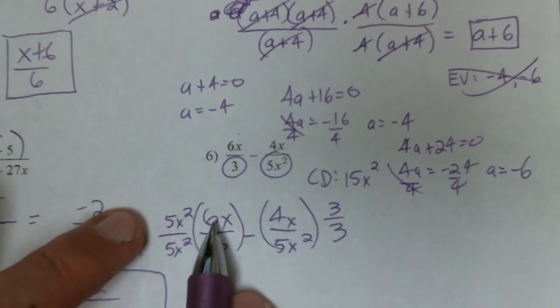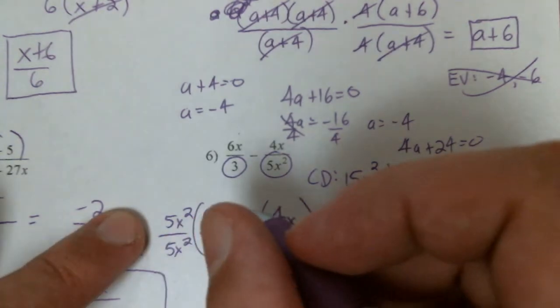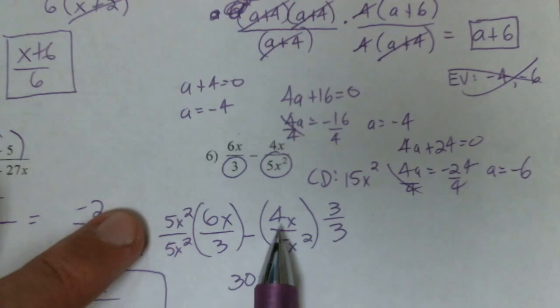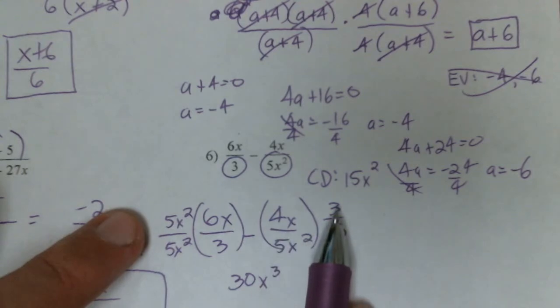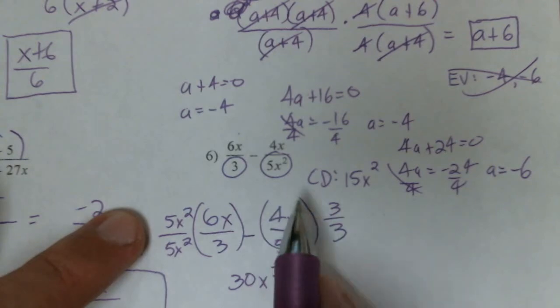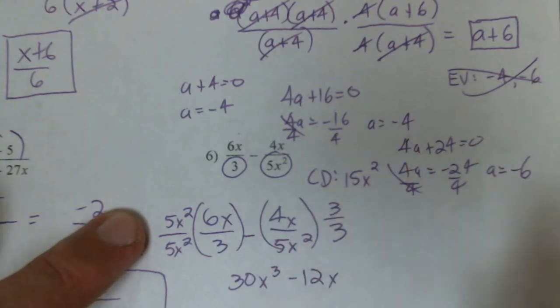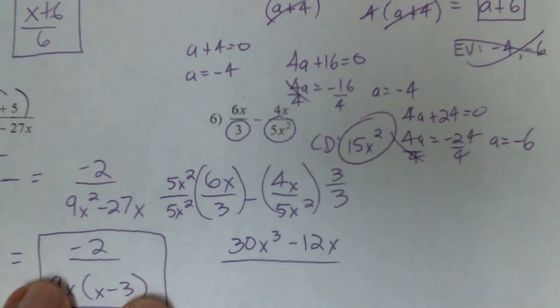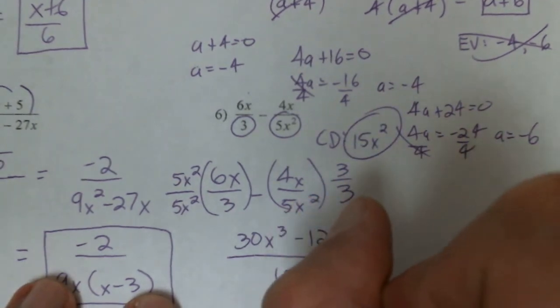So I'm going to multiply across the top. 5x squared times 6x is going to give me 30x to the third. Okay, 4x times 3 is 12x, but remember that's a minus sign there. I don't have to distribute anything because I only have one term. So this is just minus 12x. And then now it's over my common denominator of the 15x squared.